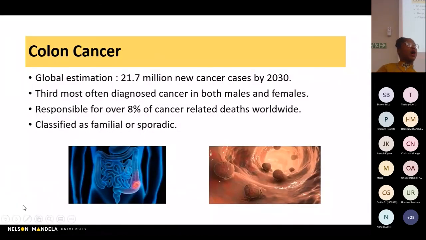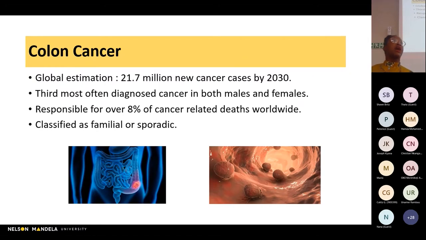You should be wondering why the focus on colon cancer. So it is expected that globally about 21.7 million new cases of cancer will be expected in 2030, with colon cancer being the fourth cause of the rise in these cases. Colon cancer is the third most diagnosed cancer in both males and females, and it is responsible for over 8% of cancer-related deaths worldwide.